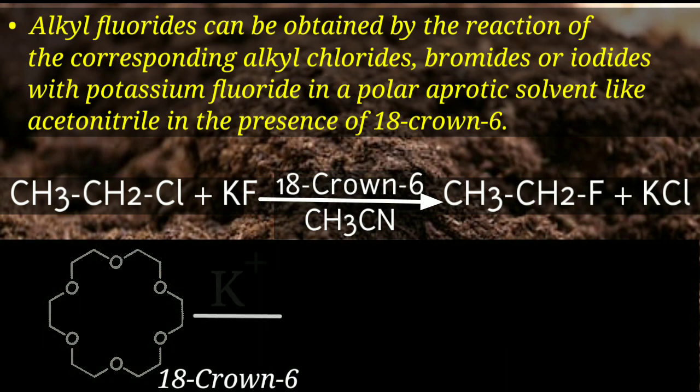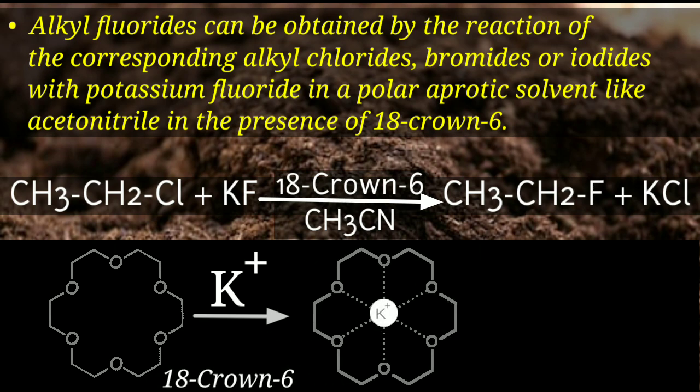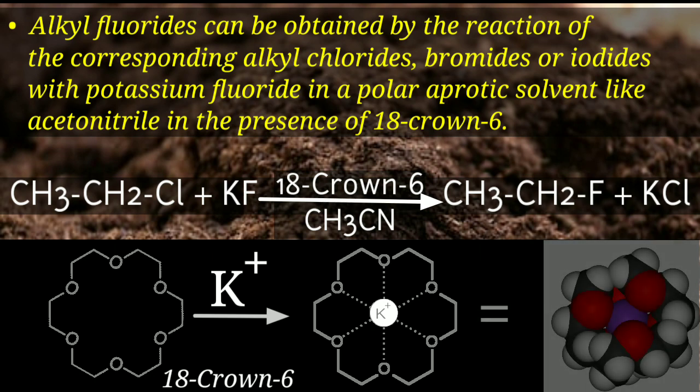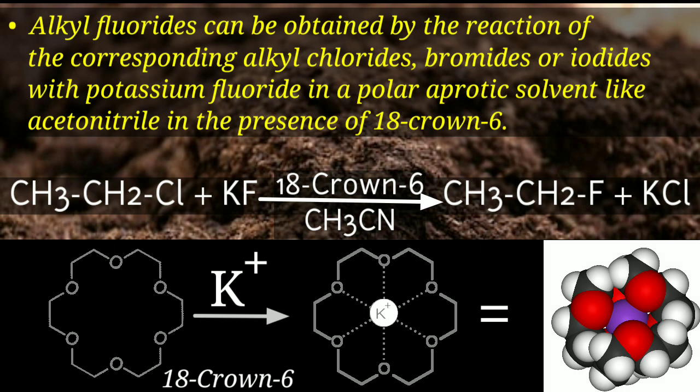Here the structure of 18-crown-6 is given. Here 18 corresponds to the total number of carbon and oxygen atoms constituting the ring, and 6 corresponds to the number of only oxygen atoms present in the ring. The crown ether binds the potassium ion within its cavity by coordination and hence renders F- free to make an efficient nucleophilic attack. The aprotic solvent CH3CN will not provide any proton, H+ ion. This aprotic solvent does not form hydrogen bonds with F- and hence leaves it free to react easily.